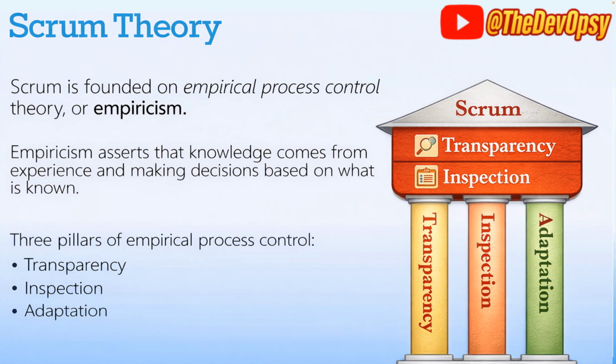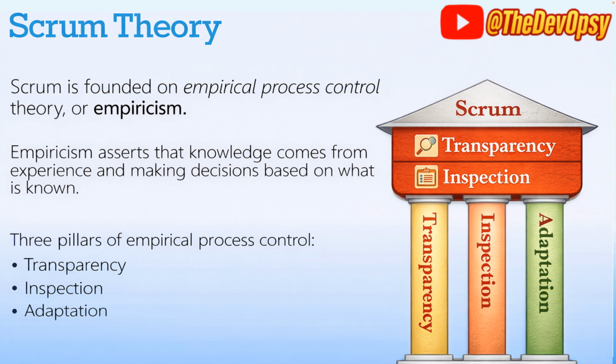Now, Scrum theory. Scrum is founded on empirical process control theory, known as empiricism. Okay. And these are the three foundations of Scrum. Empiricism asserts that knowledge comes from experience and making decisions based on what is known. We have transparency, inspection, and adaptation as the three pillars of Scrum.